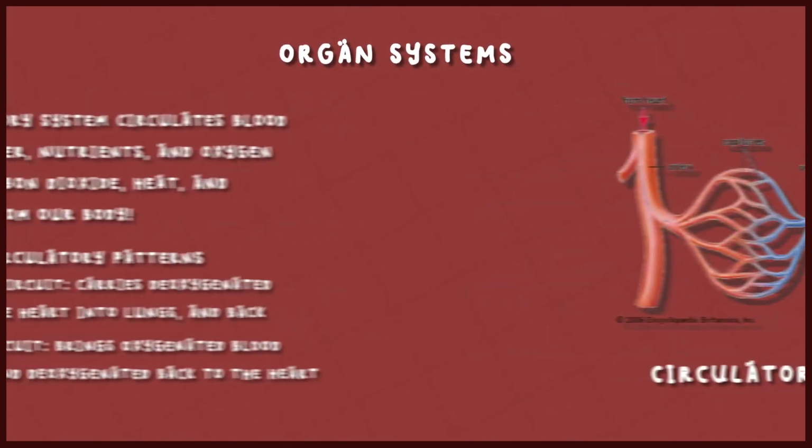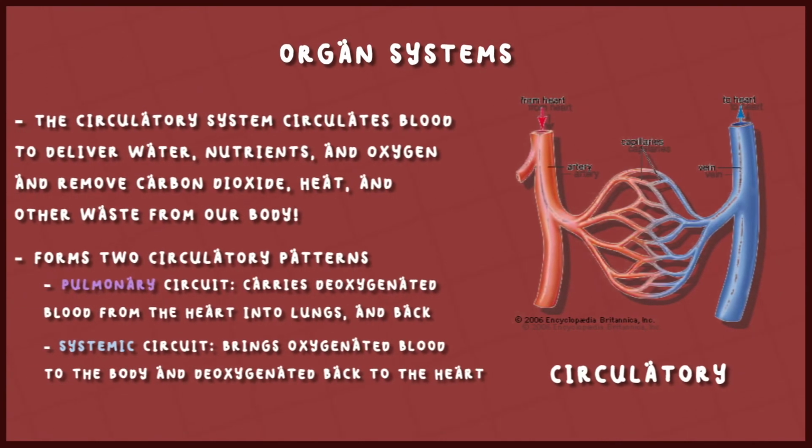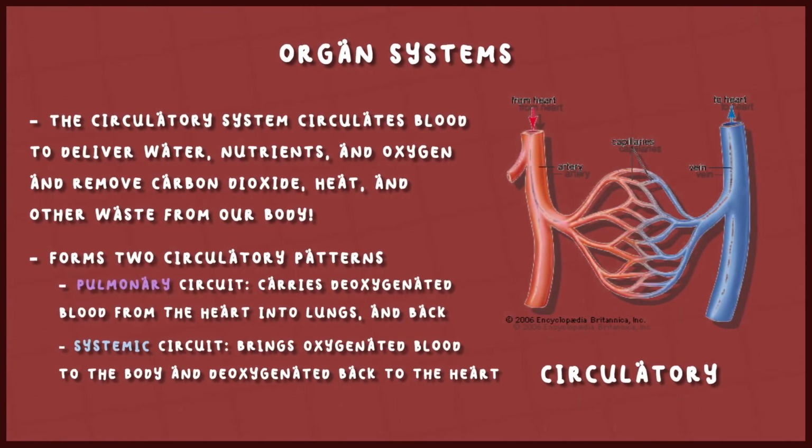Lastly, the circulatory system. The circulatory system circulates blood to deliver water, nutrients, and oxygen, and remove carbon dioxide, heat, and other waste from our body. In here, blood vessels form two circulatory pathways. The pulmonary circuit, which carries deoxygenated blood to the lungs and brings back oxygenated blood, and the systemic circuit, which brings oxygenated blood to the body and deoxygenated blood back to the heart.